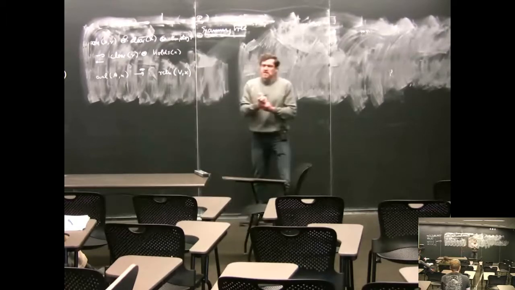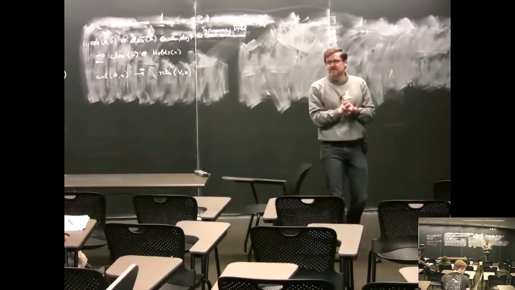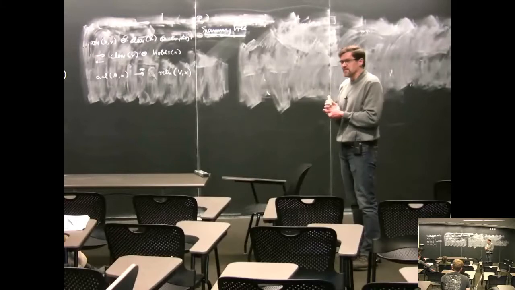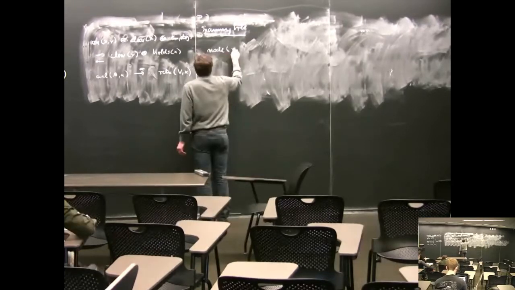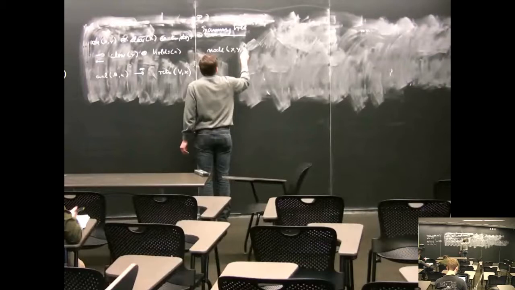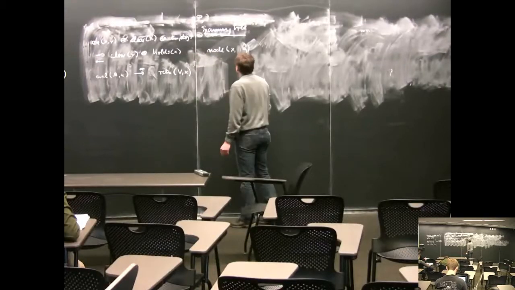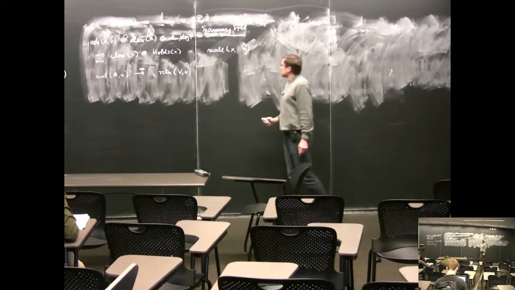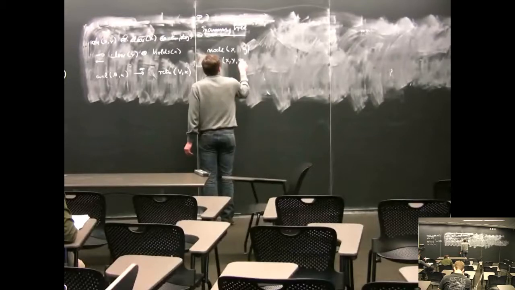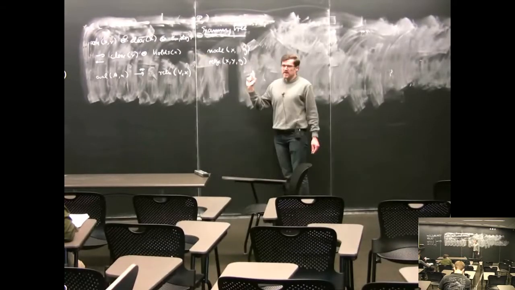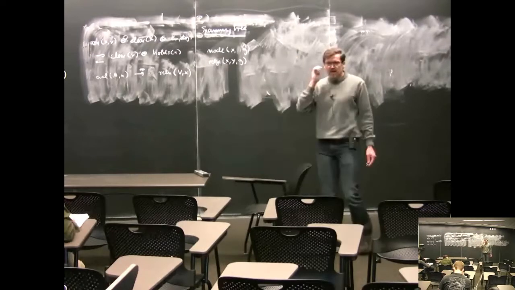Can anybody remember how the spanning tree example worked? We had some predicates. We had node(x, g), which said that x is a node in graph G, and we had edge(x, y, g), which said that in graph G there's an edge from x to y.